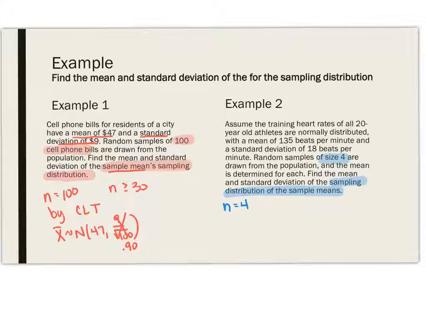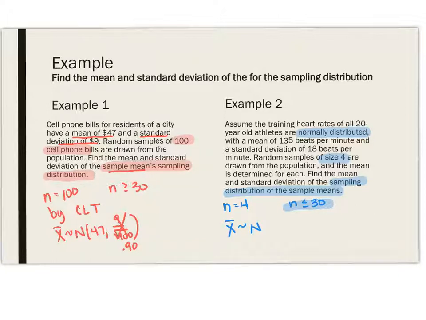Well, that n is not bigger than 30, so n is less than or equal to 30 this time. So we can't use the central limit theorem. But if we go back and read this again, it tells me that they are normally distributed. So the population I'm pulling from is already normally distributed. And because of that, this n bigger than 30 condition does not have to be met. And we're going to say this now: X bar is approximately normal.